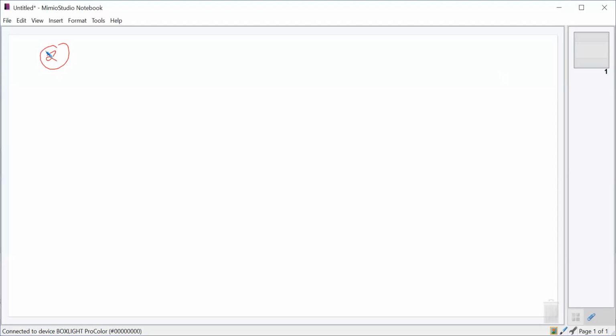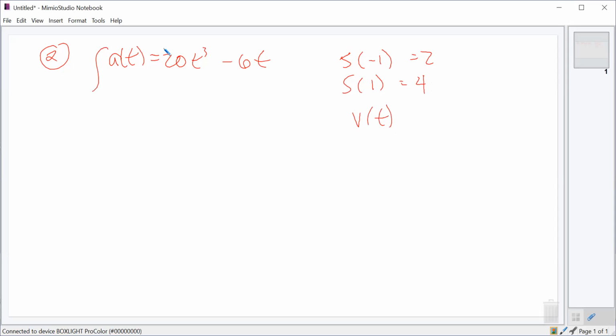All right, number 2. It says a of t is 20t cubed minus 6t, and it says that s of -1 is 2. And it says that s of 1 is 4, I think. Is that right? And we want to find a function to represent v of t. Well, to find v of t, we have to integrate a of t. True? Acceleration integrated gives you velocity.